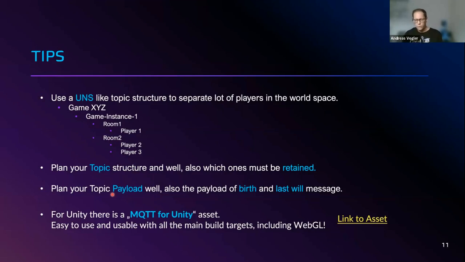But of course, all of these things apply to any kind of application you build based on MQTT. You have to think about that really well. And if you want to use MQTT in Unity, there's a Unity marketplace, let's say, asset store, where you can buy and download utilities, assets, and use them.